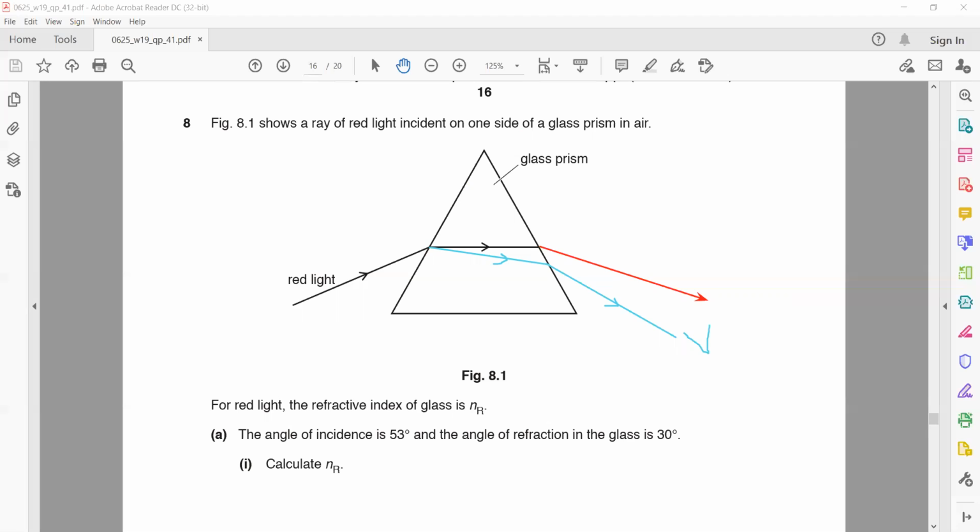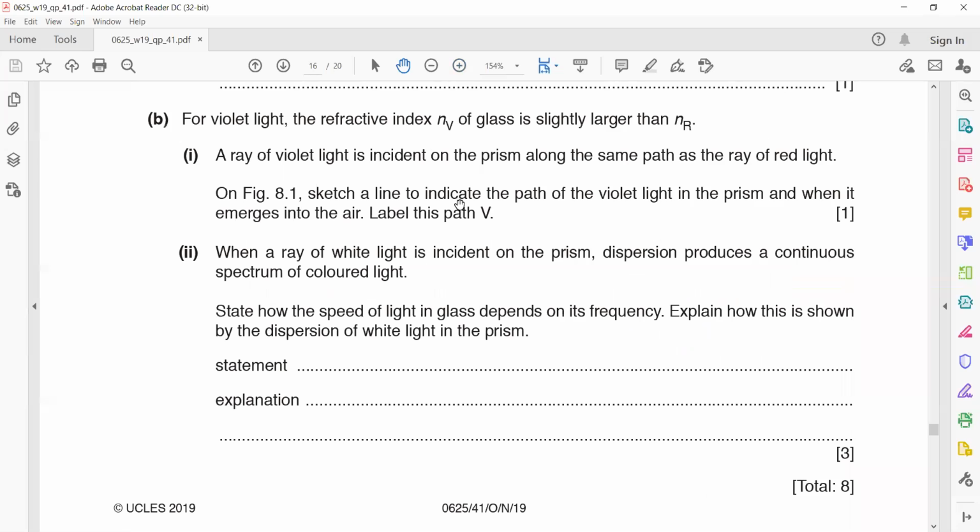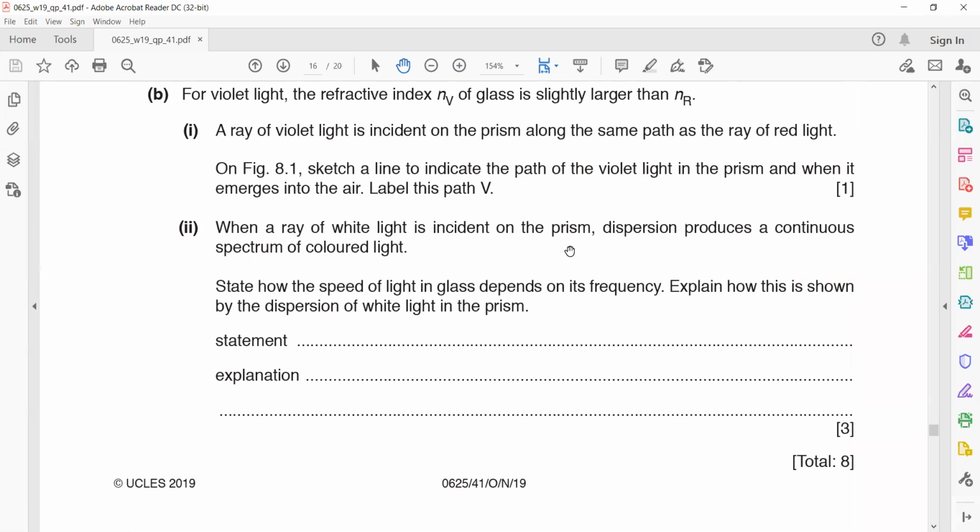Because violet has a higher refractive index, it will bend more, with a greater change in speed. Then the next part: when a ray of light is incident on a prism, dispersion produces a continuous spectrum of colored light.